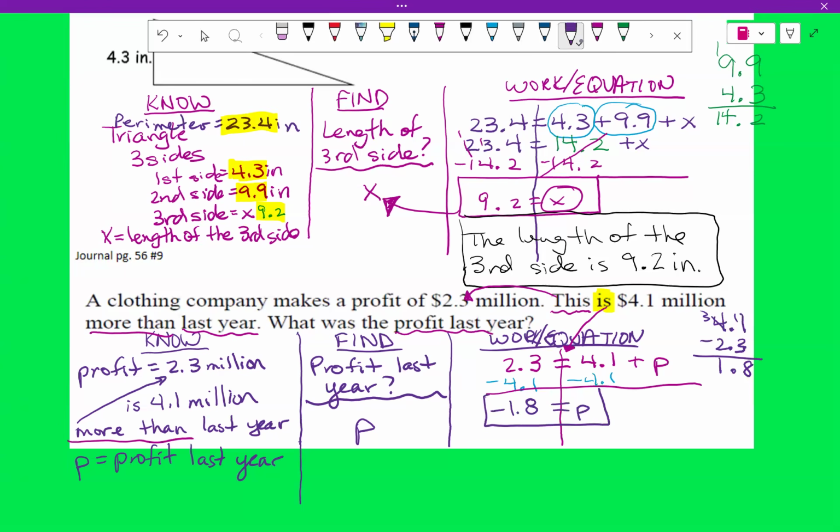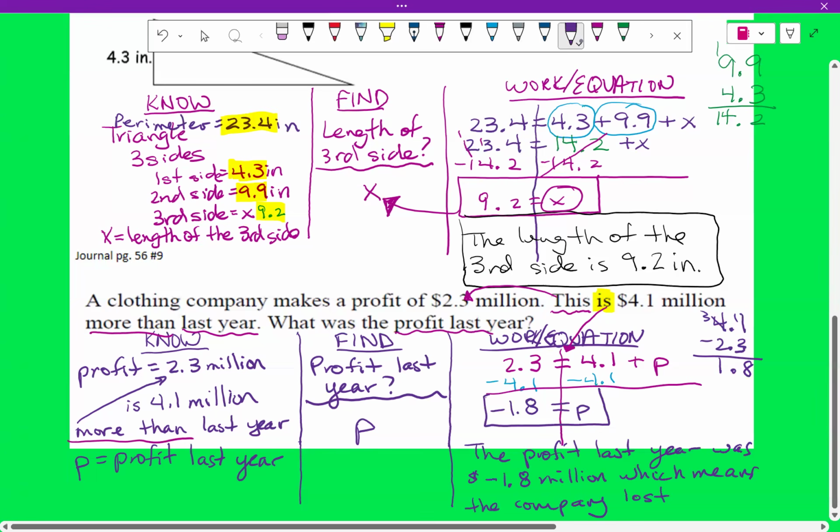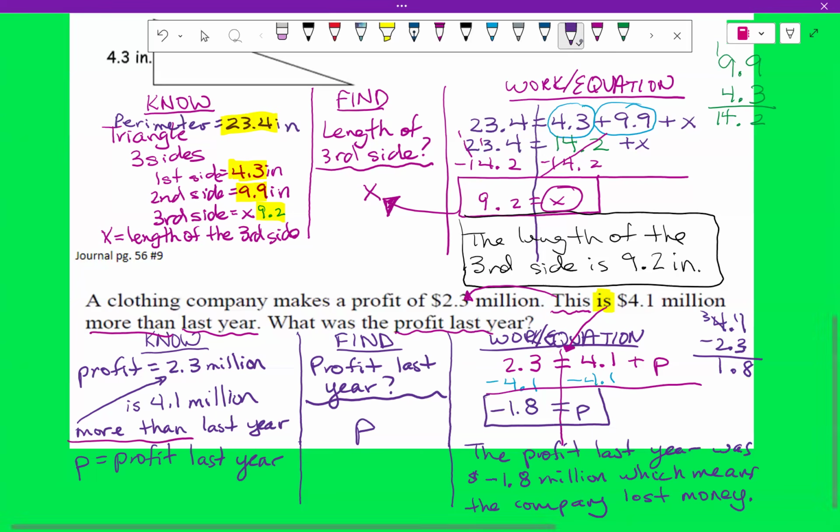What does this mean? Exactly. The company didn't make a profit. They lost money. So we'll write that, though, in our sentence. The profit last year was negative $1.8 million, which means the company lost money. Sad face.